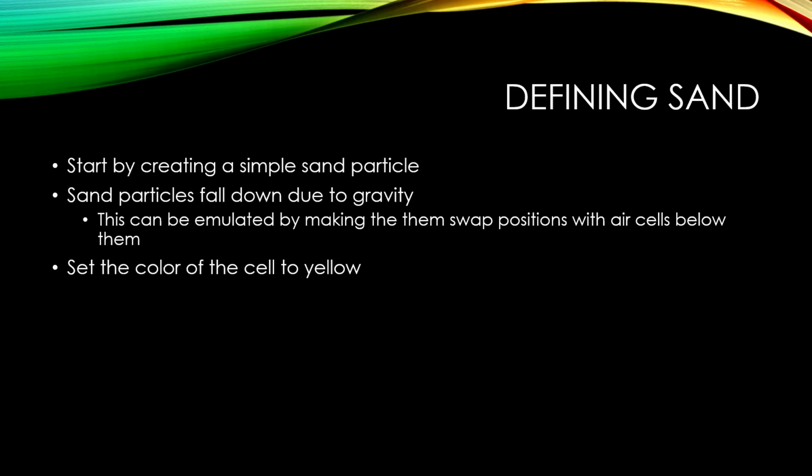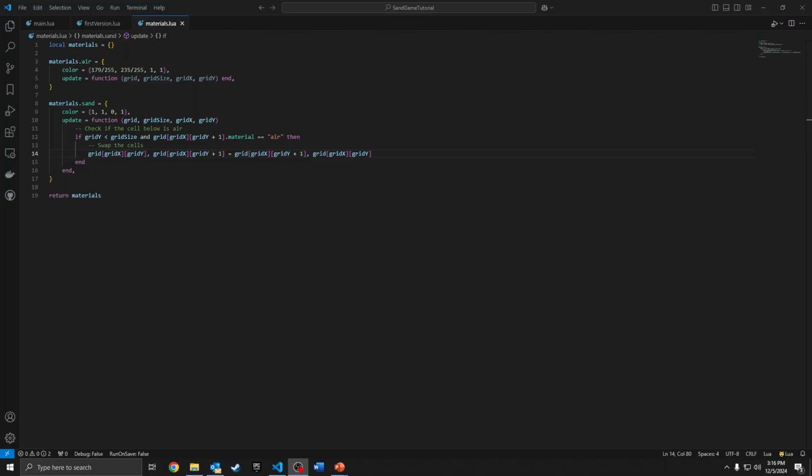The next material we're going to define is sand, which is a little bit more complicated than air. Unlike air, sand is affected by gravity, so it needs to go downward whenever there's empty space below it. So you can see that we're back in the materials file, and I've defined a material called sand with a color of yellow and a slightly more complicated update function. This update function simply checks if the cell below it is an air particle. If it is, then it swaps the 2 cells in the grid.